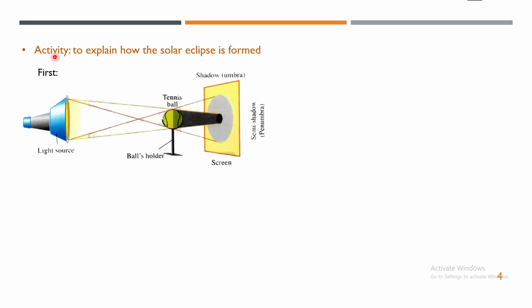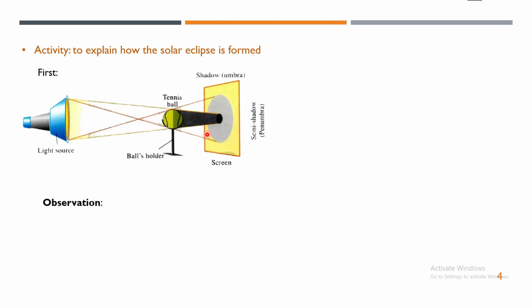To know the components of the solar eclipse, we have to perform a specific activity to explain how the solar eclipse is formed. The first part of the activity, as we see here, we have a light source, like a torch, and we have a tennis ball and a screen. We will use the ball as the moon, the screen as the earth, and of course the light source as the sun. We put the tennis ball between the screen and the light source, with the tennis ball nearer to the screen.